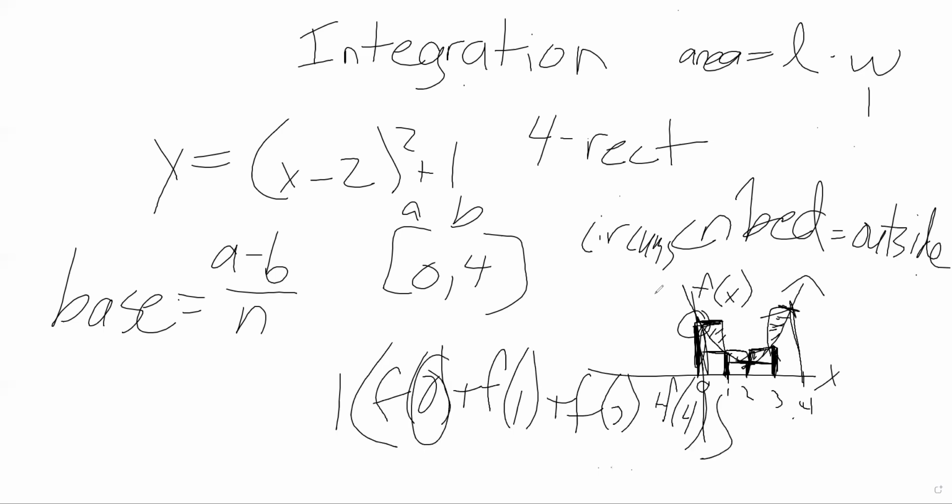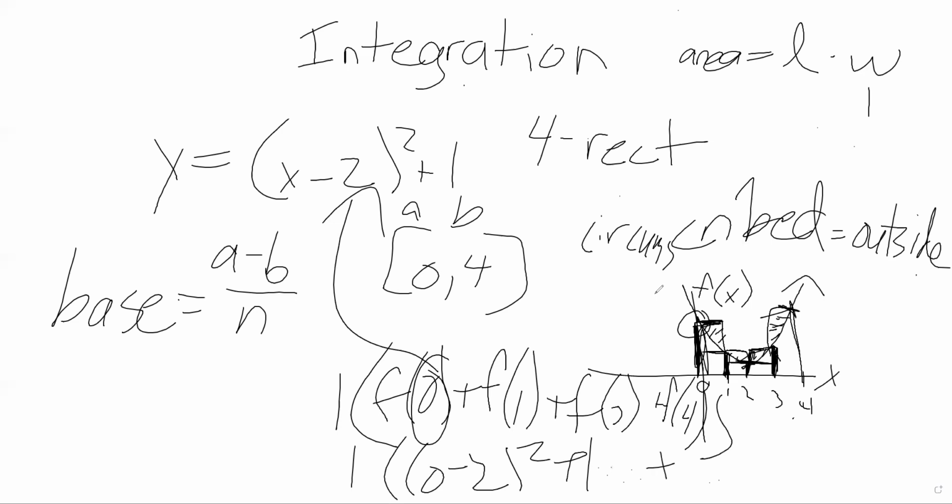So then what you would do is plug into the formula. You get 1 times 0 minus 2 squared plus 1, yada, yada, yada, plus whatever. Then you would plug in all these other values and add them in your arithmetic, and that's how you find your area for circumscribed rectangles.